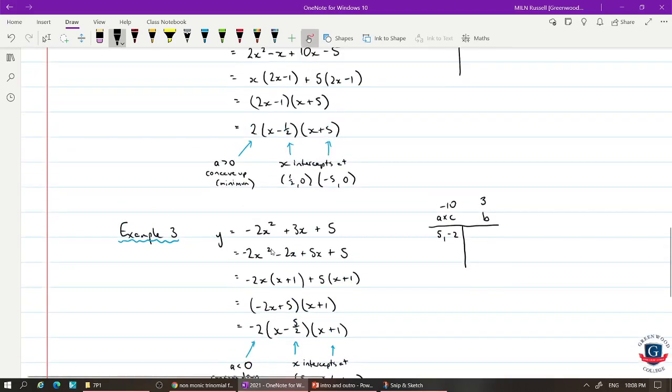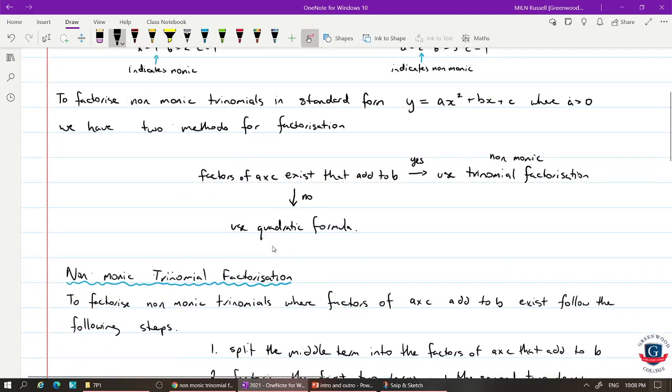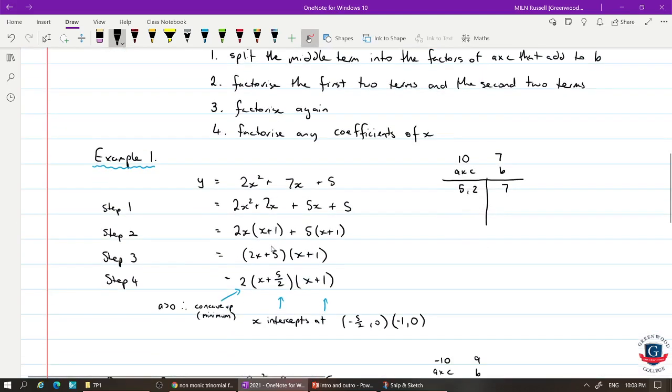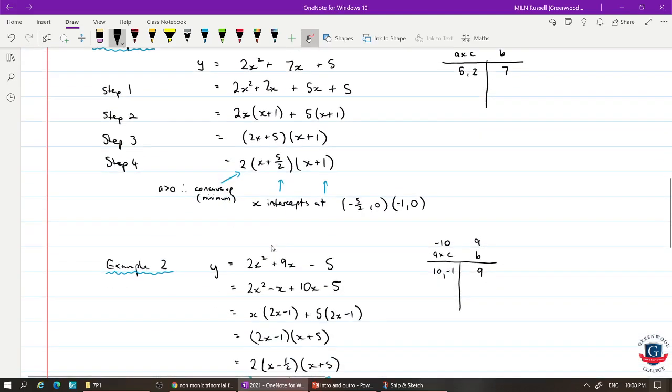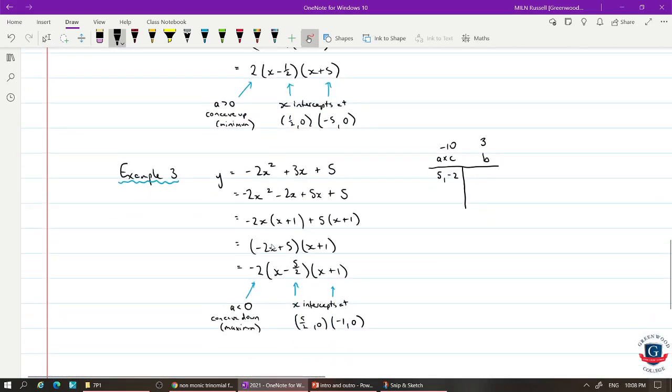And that's how we do non-monic trinomial factorization. It's well worth having a go. The steps aren't particularly onerous, and you don't want to make it out to be something more difficult than it actually is. If your normal monic trinomial factorization is good, the one extra step won't be a big deal for you.